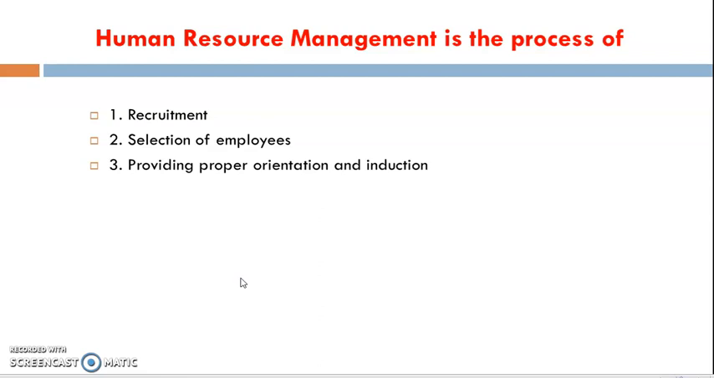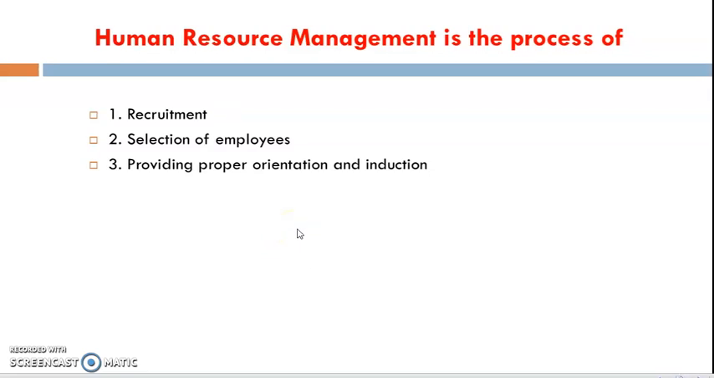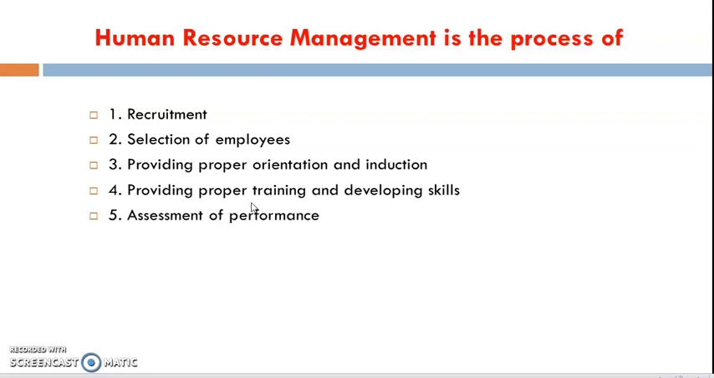When a person is selected and appointed on a job, it is a responsibility of the institute to give proper orientation and induction to the person in order to understand the kind of work that the person has to do. Next is providing proper training and developing skills. It is also important to provide proper training and developing skills to the person. Then assessment of performance. After the person has done some work, it is also important that you assess the kind of performance the person is giving. Sixth is motivating the person to do better and appreciating the work that the person has done.